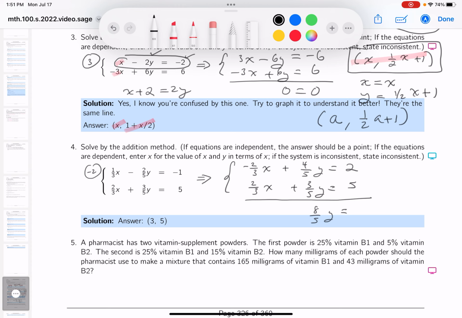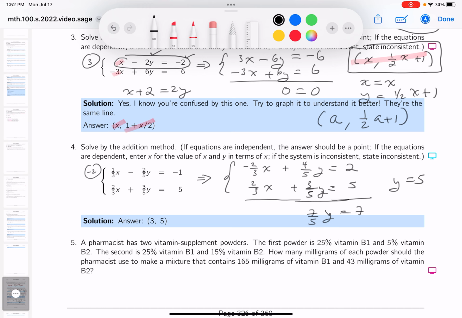Minus 2/3 x, minus 4/5 y, and then plus 2/3 of an x, 3/5 of a y. Oh, I see it now. Sorry about that. I'm glad I saw the error. Minus 1/5 of a y... 7/5 of a y, that's y there, is equal to 7. What's y? y is 5.